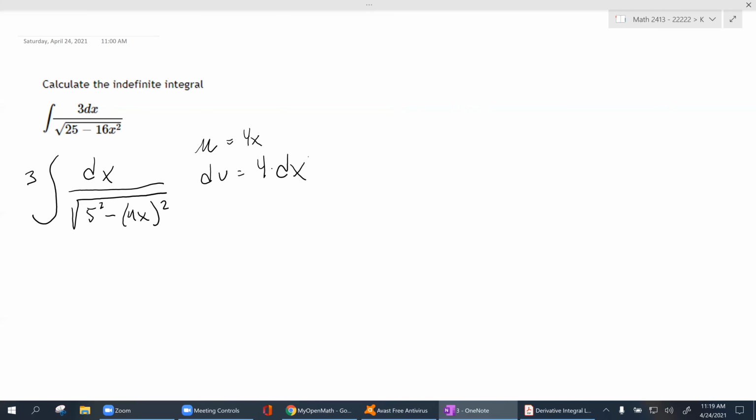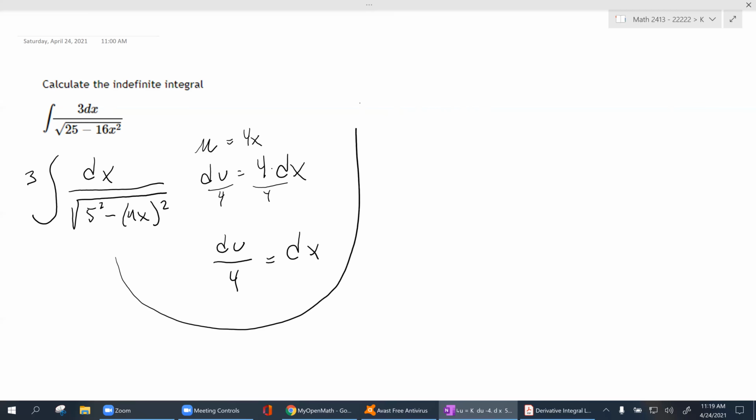Just like before, we can go ahead and rewrite this. Hey, I don't have a 4 dx, I have a dx. So let's get rid of this value. du over 4 is the same thing as dx. So let me make those substitutions. This is 3 times the integral of du over 4, whole over the square root of 5 squared minus u squared.